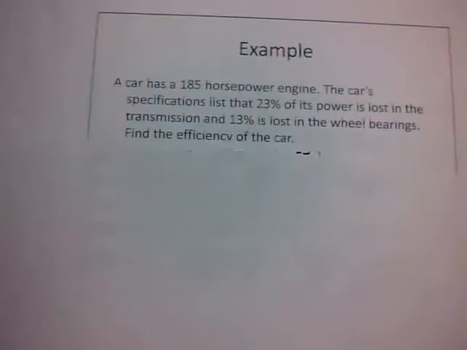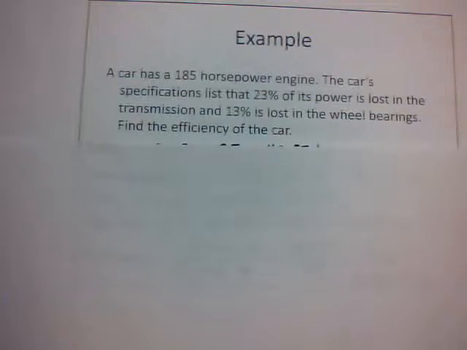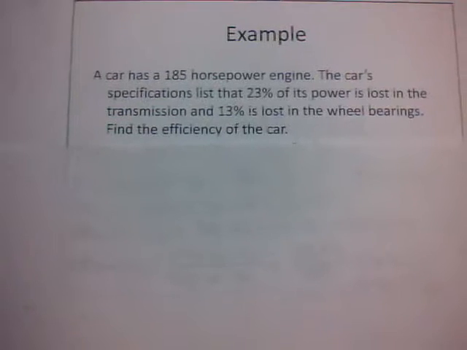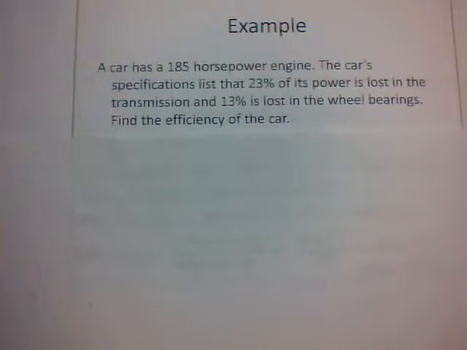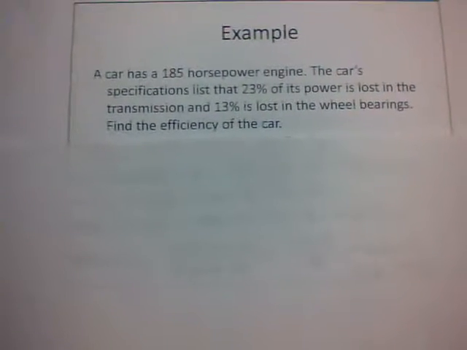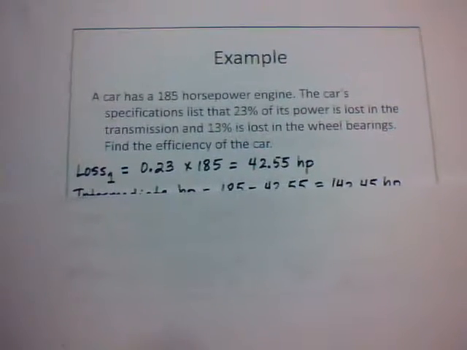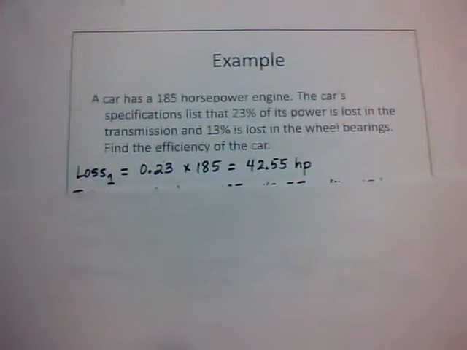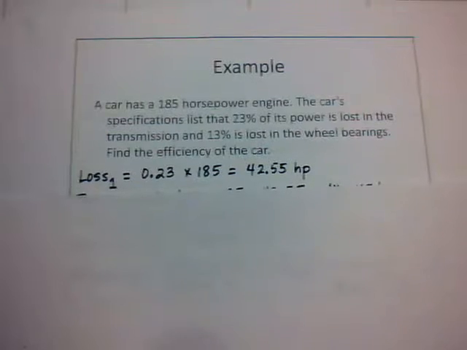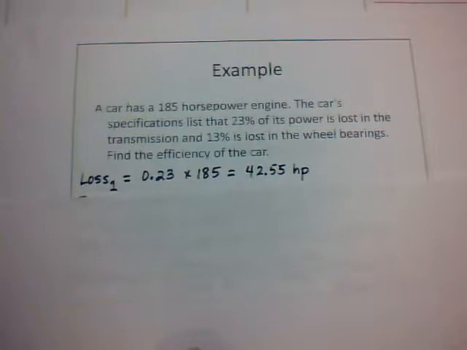All right, let's look at this example. A car has a 185 horsepower engine. The car's specifications list that 23% of its power is lost in the transmission and 13% is lost in the wheel bearings. Find the efficiency of the car. Let's look at the first loss, which is the transmission. That's 23%, so that's going to be 0.23 times 185, which is 42.55. So 42.55 horsepower is lost in the transmission.